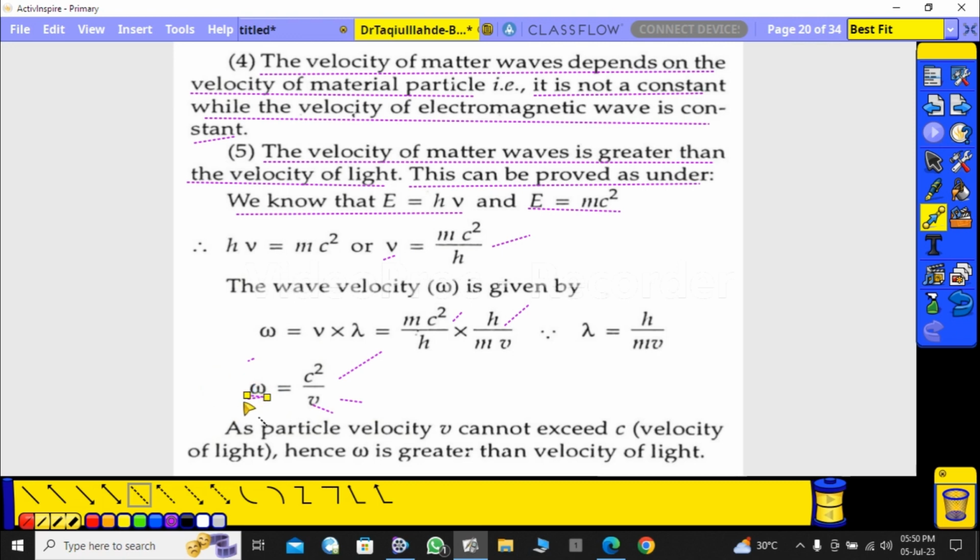What I am trying to say is that the value of omega is greater than the velocity of light. Why? Because this is c square, this is v. The velocity of particle cannot exceed the velocity of light, and it is always less than the velocity of light, and that too it is in a square. If you simplify this, you will get more than the velocity of light. So omega is greater than the velocity of light. As the particle velocity v cannot exceed c, the velocity of light, hence omega is greater than the velocity of light. See, this is the fifth property.